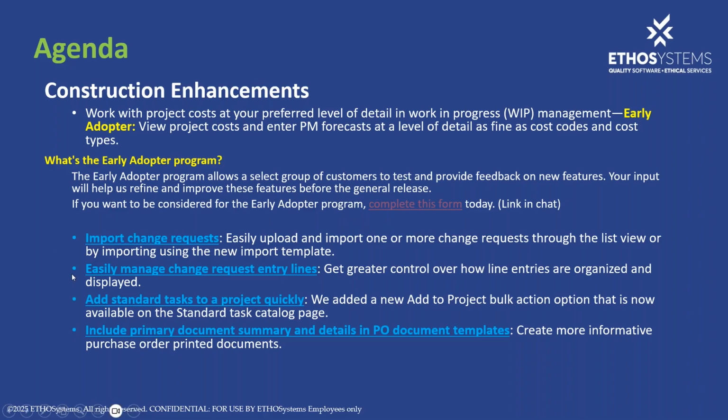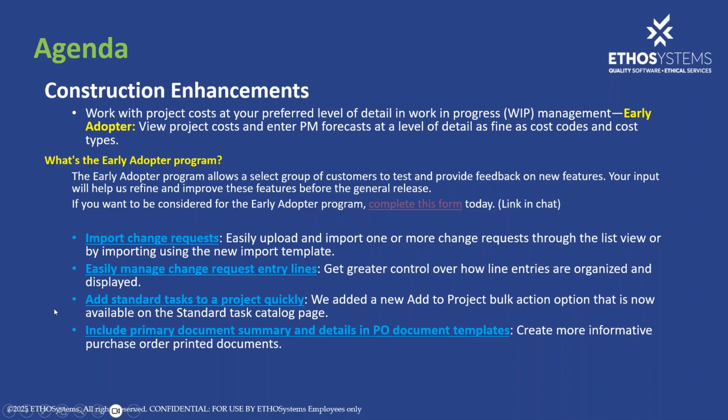Also, you're going to be able to easily manage change request entry lines. You'll have greater control over how line entries are organized and displayed, and also how they're printed. Adding standard tasks. We know tasks in Sage Intacct means cost codes for most of our customers. I'd probably say 99% of you. We have updated that task dimension to be named cost code, right? Then cost code and cost type.